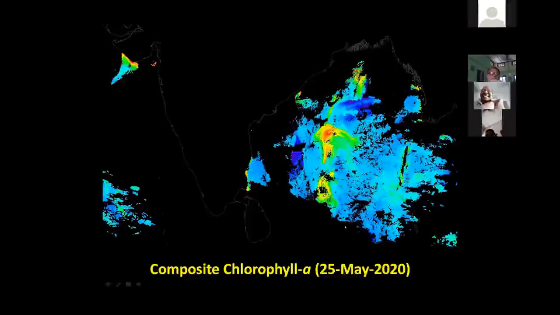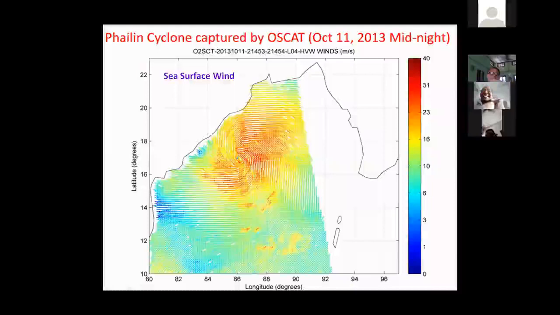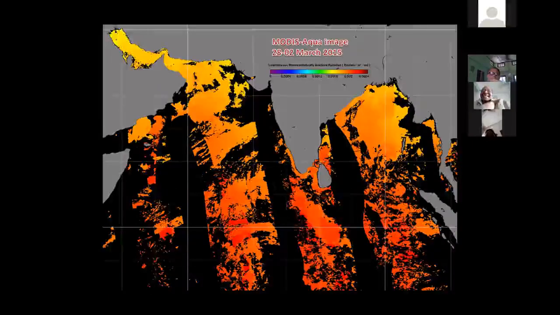Next. When a cyclone crosses, you also have to collect the sea surface wind. We have different systems like the HF radar system that also gives you the major pattern, but the HF radar has a limitation of up to 200 kilometers. If that is not available, with only satellite data you can get the sea surface wind by a scatterometer, and this type of data set is also available with ISRO. Next. This is one picture of the Phailin cyclone, and this is the photosynthetically active radiation.